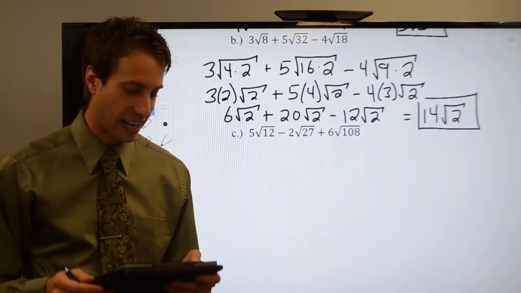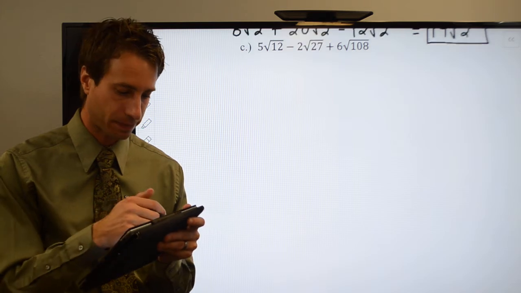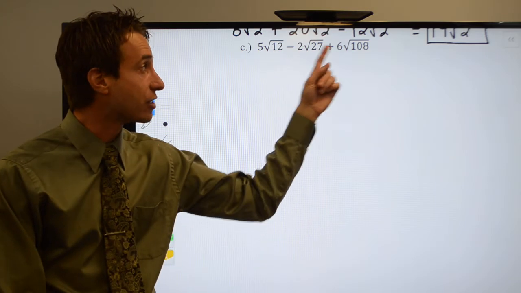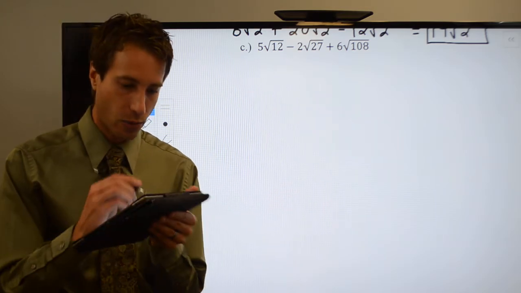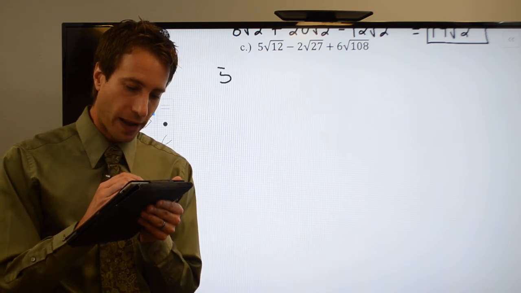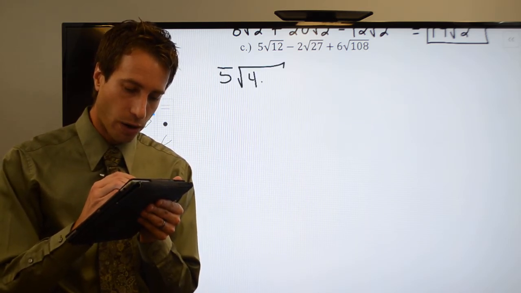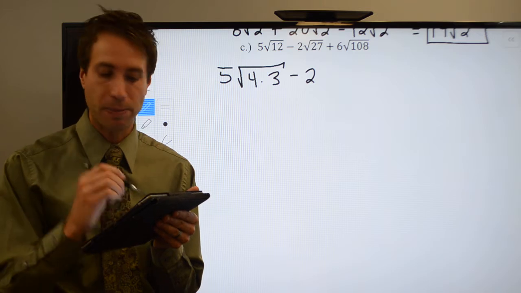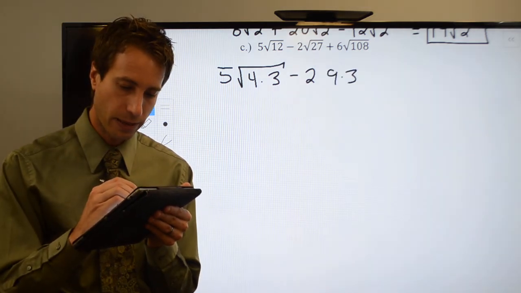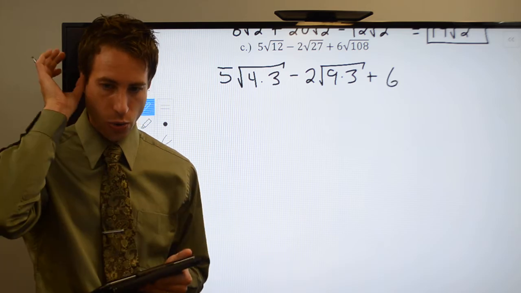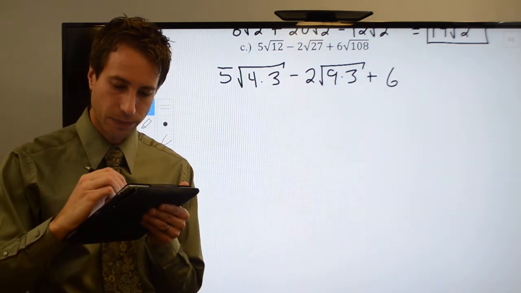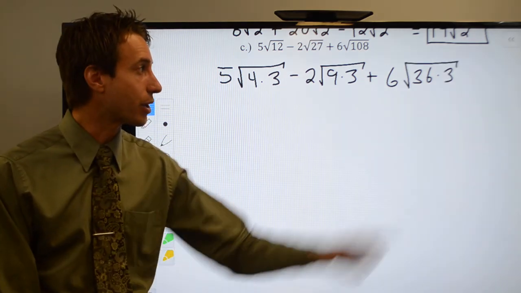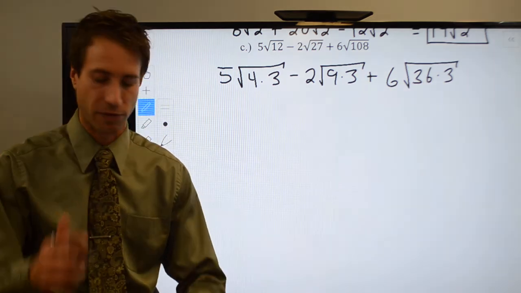I got one more for you here, but I think you probably are getting the hang of it. Let's see how this goes. 2, 2, 2. Indexes are all the same. The radicands are not. Gee, I wonder. Well, let's see. 12 I can break up into the square root of a 4 and a 3. Minus 2. 27 I can break up into a 9 and a 3. 108. Whew. Little tricky. Turns out, yeah, 36 and 3. 36 times 3 is 108, and 36 is a perfect square.